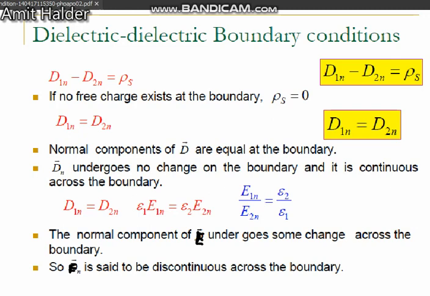That means the normal component of electric field and the normal component of the dielectricity both have the same proportionate conditions.